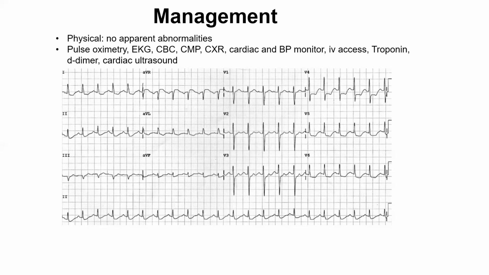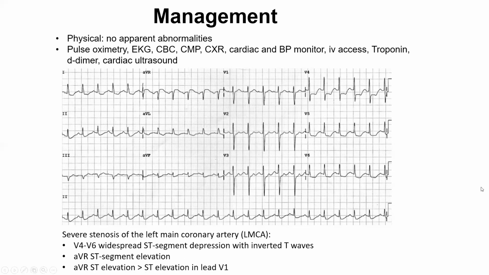So here, just want to let you know that the aVR ST elevation combined with widespread V4 to V6 ST depression is a classic manifestation of left main coronary artery stenosis. And in order to further confirm it, another criterion here is that the aVR ST elevation is higher than the ST elevation in lead V1, even if the ST segment in lead V1 has no elevation. So just want to let you know that.